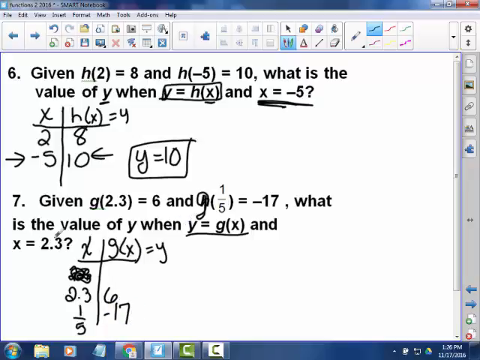So we look here. It says x is 2.3. Here is where x is 2.3. What is y? Y is 6. So the value of y is 6.